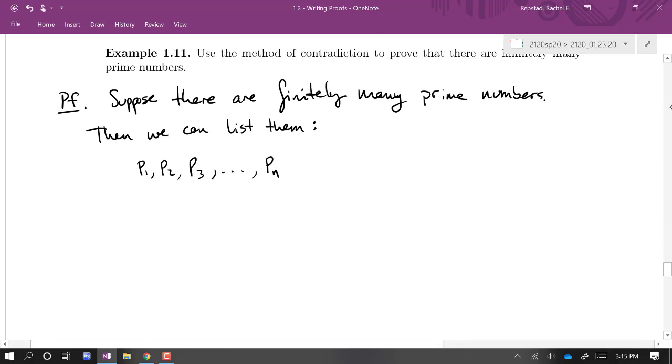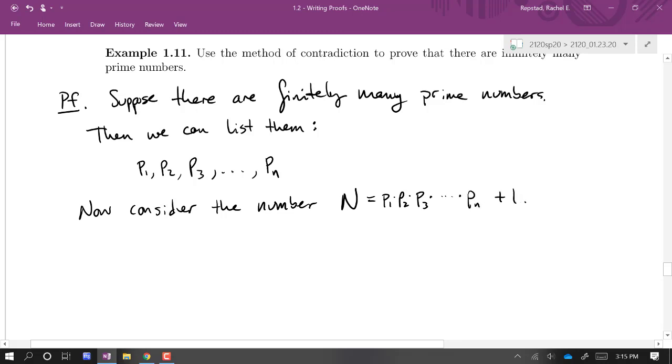All right, so here's our finite list of primes. Let's consider this new number. I'm going to call it capital N. This number, capital N, is going to be obtained by multiplying all the primes in our list and then plus 1.